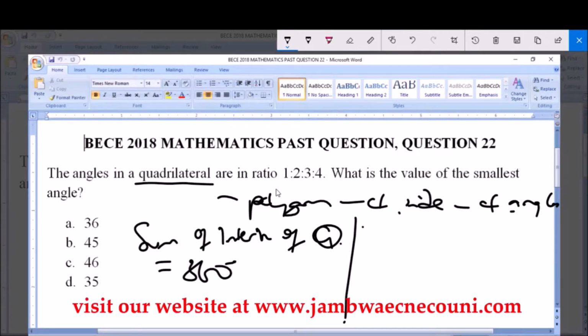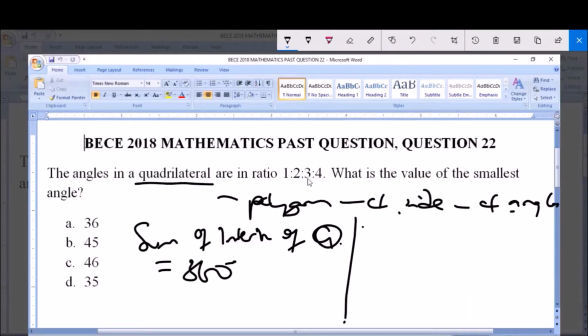Like you know, ratio is just a simple way of expressing fractions. Now the total of this ratio is equal to what? Now we add all of this together. 1 plus 2 will give us 3. 3 plus 3 will give us 6, and 6 plus 4 will give us 10. So the total number of ratio is 10.